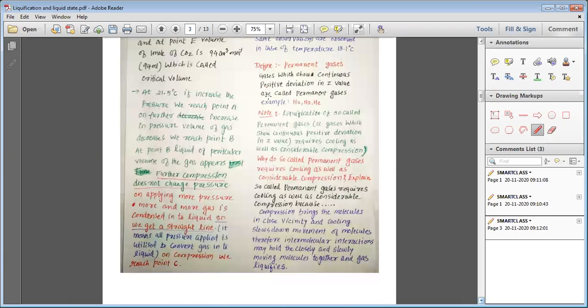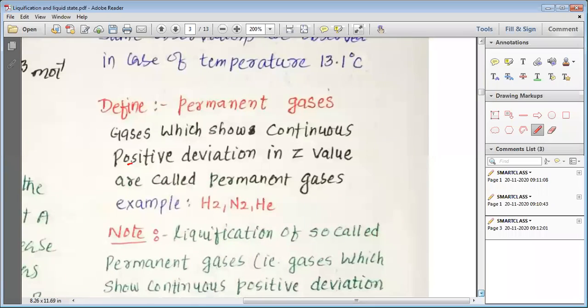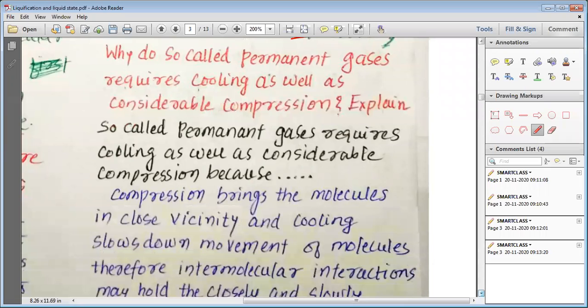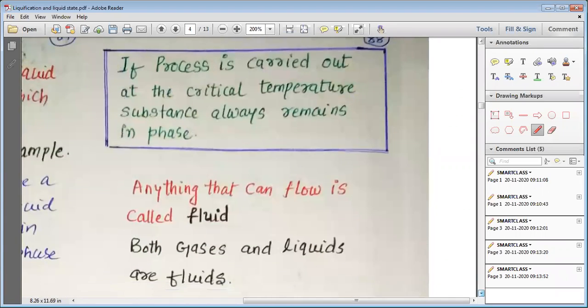Next, note liquefaction. Why do so-called permanent gases require cooling as well as considerable amount of compression? So yesterday, even in the previous class, we have seen that just by decreasing the temperature, we make their movement slower, and when we compress them, the gaseous molecules come closer in a close vicinity, and these intermolecular interactions hold these gases which are closely packed, or close to each other, and moving slowly, and that is how the liquefaction is possible in an easy and simple manner.